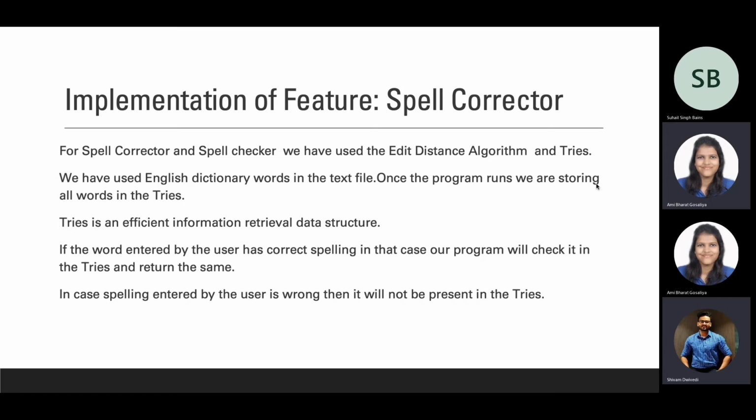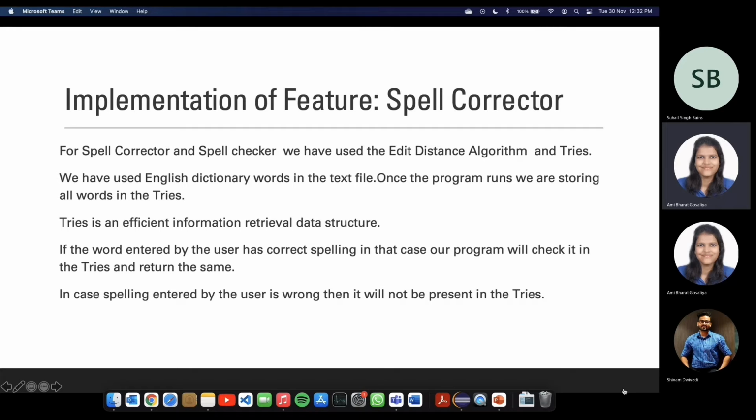The next feature is the spell corrector. Here we have used the edit distance algorithm and tries for the spell corrector and spell checker. Tries are a most efficient retrieval data structure. Using tries, search complexity can be brought down to the optimal keyword length.